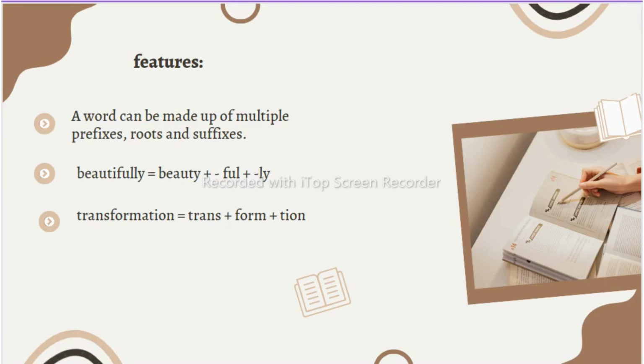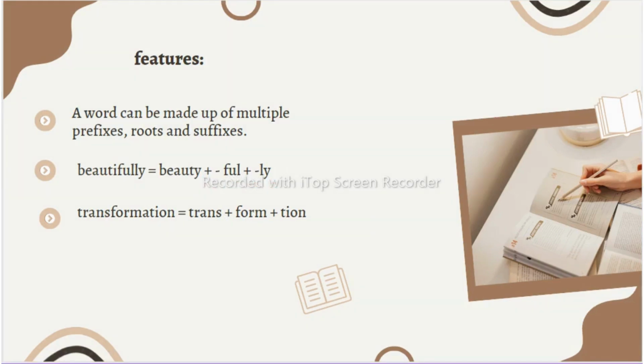Now, a word can be made up of multiple prefixes, roots, and suffixes. For example, beautifully. Here you can see this is beauty, which is a root word. By adding two suffixes to it, we can make a new word. And transformation, here also trans is a root, and by adding two suffixes to it, we can make a new word, which is called transformation. So students, this is all about root words, prefixes and suffixes.